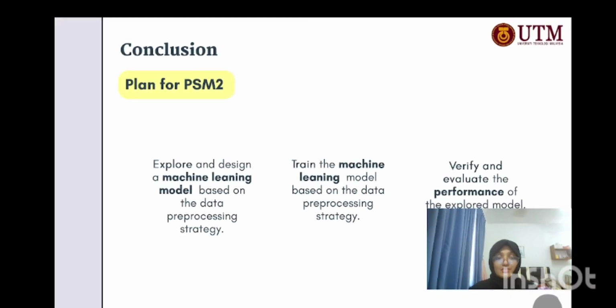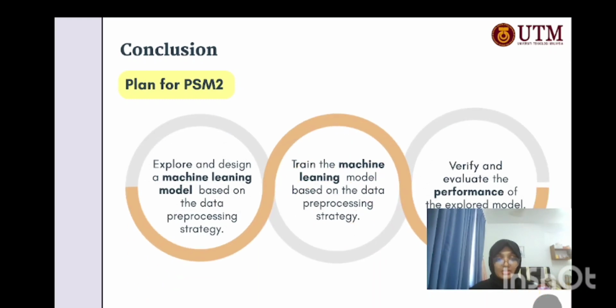So that was for my PSM1, and for the plan for PSM2, I am expecting to explore and design a machine learning model based on the data pre-processing strategy. Secondly, training the machine learning model based on the data pre-processing strategy, and then verifying and evaluating the performance of the explored model.